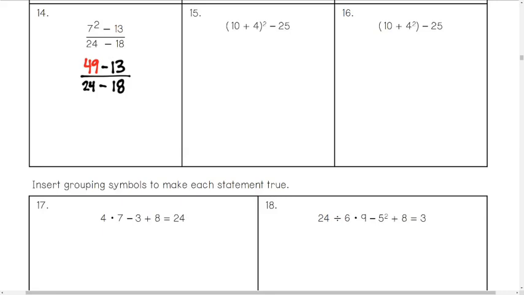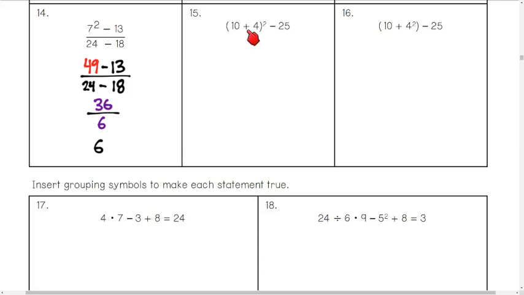And then from here, I'm going to simplify the top and the bottom. So to simplify the top and the bottom, I'm going to do 49 minus 13. And once I do 49 minus 13, I get 36. Then I do 24 minus 18, and then I'm going to get a 6 there. And then for my last step would be 36 divided by 6. And that gives me a grand total of 6.